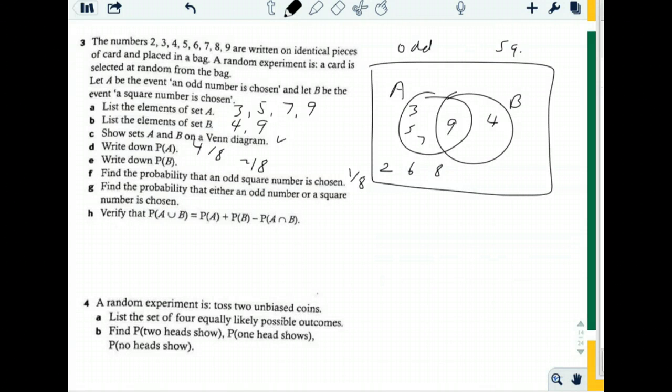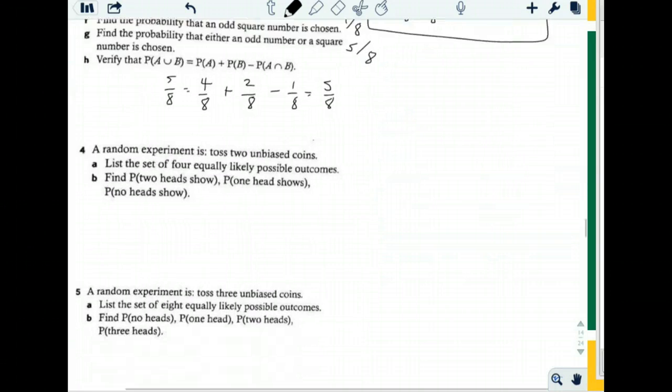Find the probability that either an odd number or a square number is chosen. That's 5 out of 8. And then verify that the probability of A union B is equal to the probability of A plus the probability of B minus the probability of A intersect B. Probability of A union B is 5/8. Probability of A is 4/8. Probability of B is 2/8. Probability of A intersect B is 1/8. Right? Just the 9. So that works out, right? So yes, we verified it.